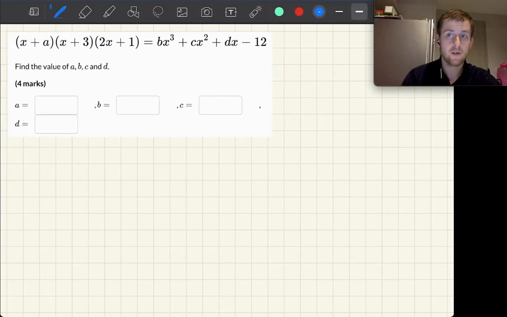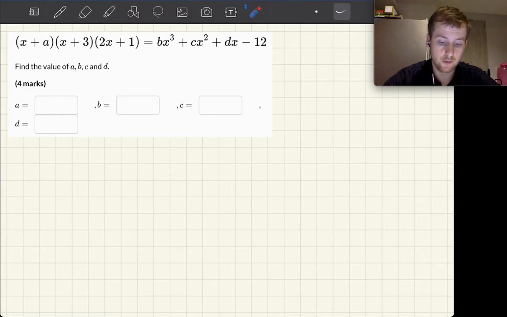So, how do we do this kind of question? Look at this, we have 3 brackets, so x plus a times x plus 3 times 2x plus 1 equals bx cubed plus cx squared plus dx minus 12. So here you see we have to find those missing values. So it's b, c, d, and a. Actually, we don't know what a is. Let's try to figure it out.